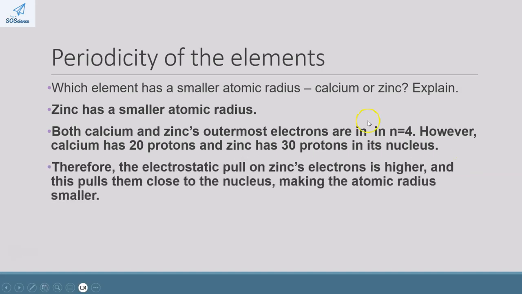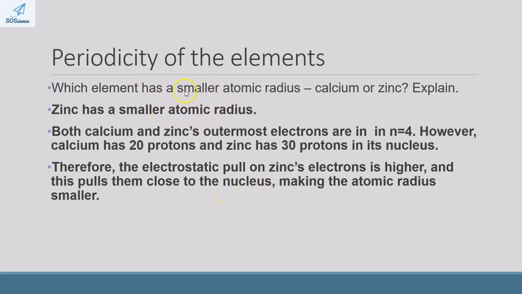You then need to mention that the electrostatic pull on zinc's electrons is higher, or that the electrostatic pull on calcium's electrons will be lower. But if you're going to mention, especially in this question, you asked which one has a smaller atomic radius, you'd mention that the electrostatic pull on zinc's electrons is higher. You've already explained that it's because zinc has got more protons in its nucleus. That pulls the electrons closer to the nucleus, making the atomic radius smaller.